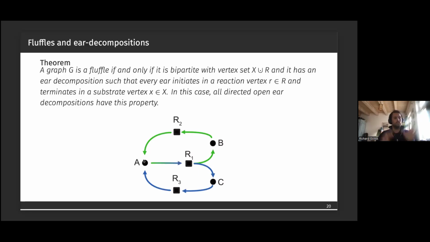If I have my strong block, then I can take off such an ear. An ear starts in some vertex and ends in some vertex. All of the vertices in between have in degree 1 and out degree 1. And I can find a path back from my terminating node into my starting node. In our case, for the fluffles, this ear decomposition has a specific structure because the ear can only start in a reaction vertex and end in a metabolite vertex.